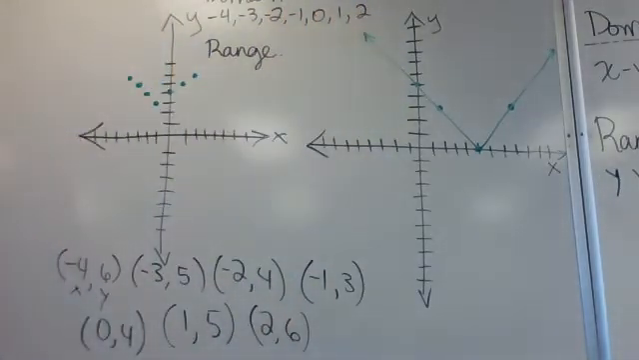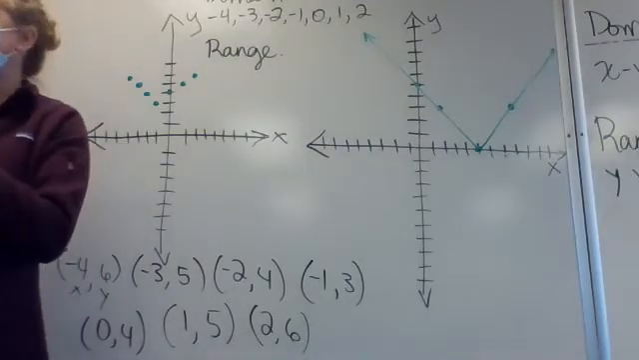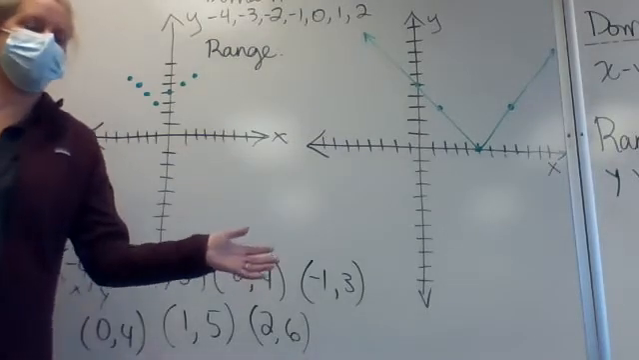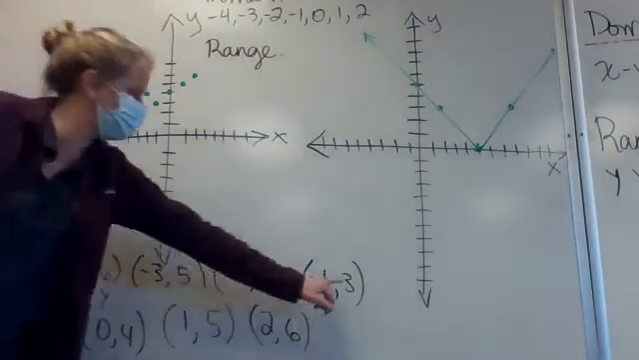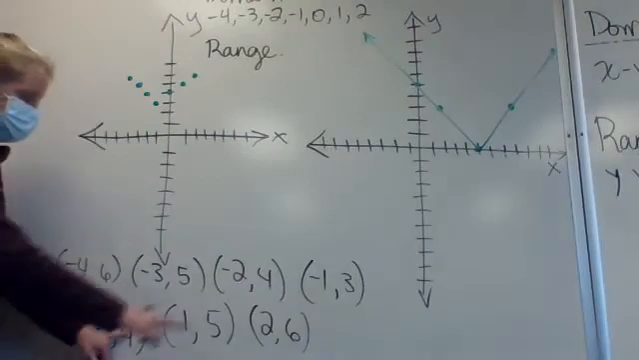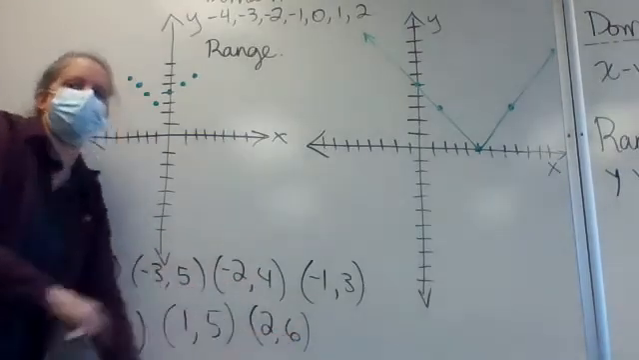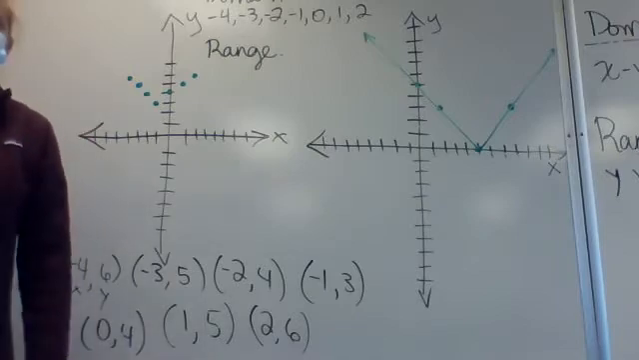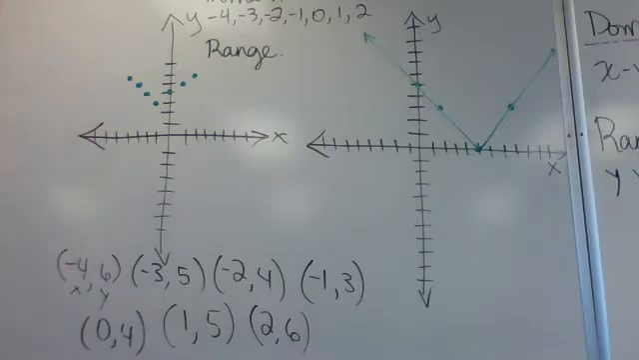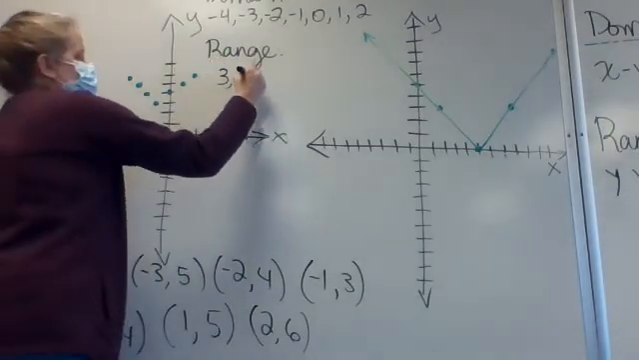So there's your domain. The range is the y values. And if you have more than one number that is the same, you'll need to repeat it, right? Because some of these y values are going to be the same. I've got 6, 5, 4, 3, and then I've already got 4, I've already got 5, and I've already got 6, so I don't need to repeat myself. So the range is just 3, 4, 5, and 6.